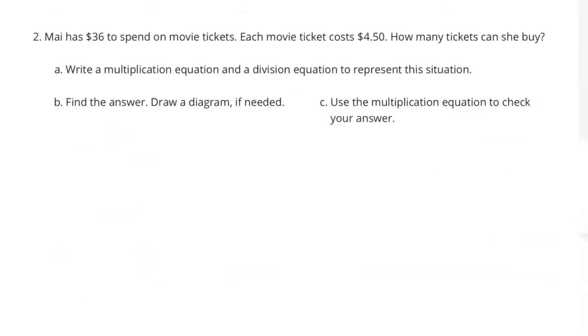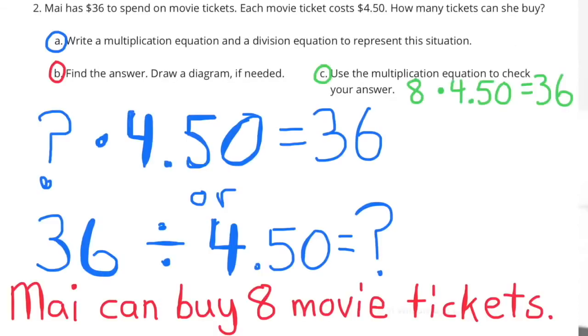Number 2. Mai has $36 to spend on movie tickets. Each movie ticket costs $4.50. How many tickets can she buy? A. Write a multiplication equation and a division equation to represent this situation. What number times $4.50 equals 36? Or 36 divided by $4.50 equals what amount?